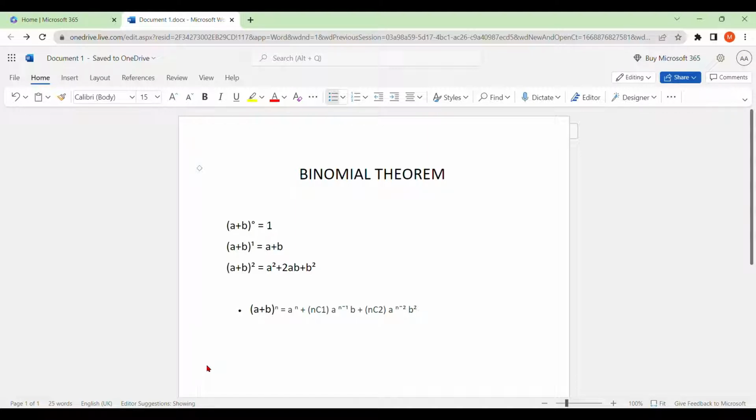And hence, the general formula for powers greater than 2 is (a + b) to the power n is equal to a^n plus nC1 times a^(n-1) times b plus nC2 times a^(n-2) times b squared, and so on.